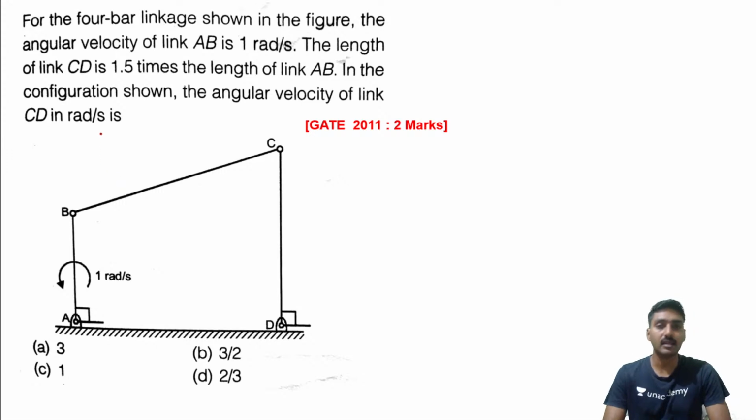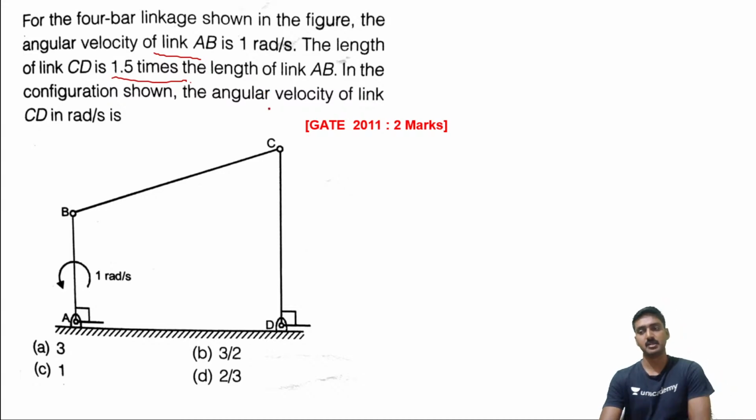For a 4-bar linkage as shown in the figure, the angular velocity of link AB is 1 radian per second. The length of the link CD is 1.5 times the length of the link AB. In the configuration shown, what is the angular velocity of the link CD in radian per second?